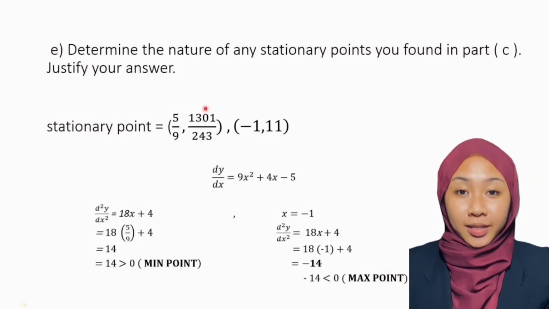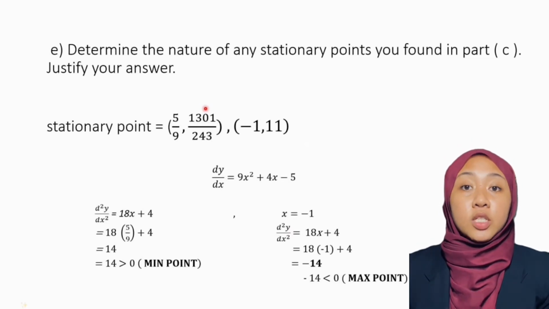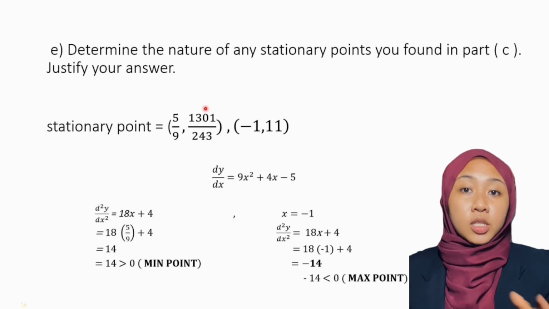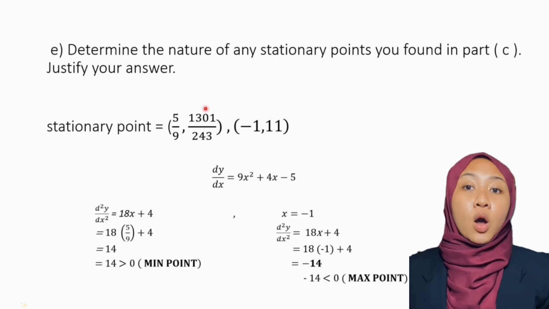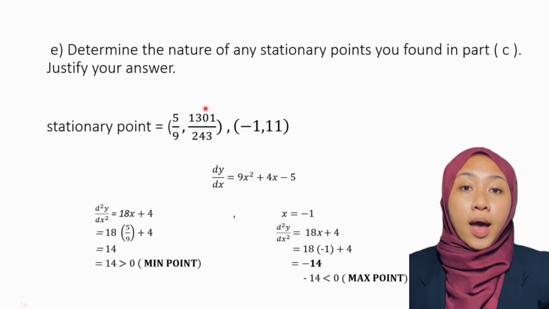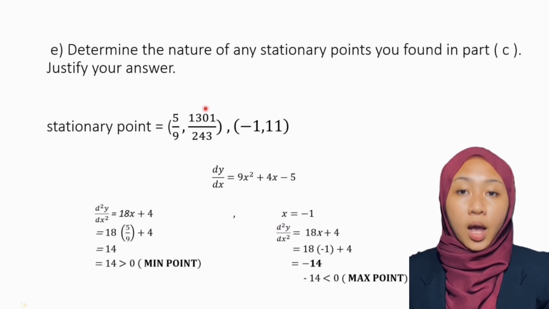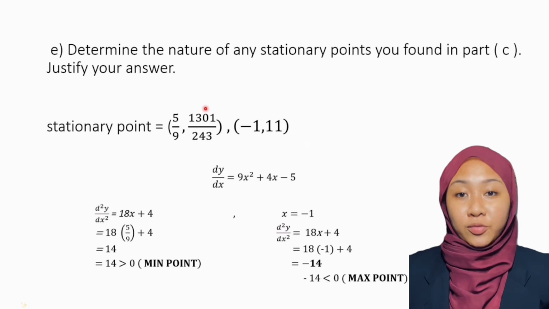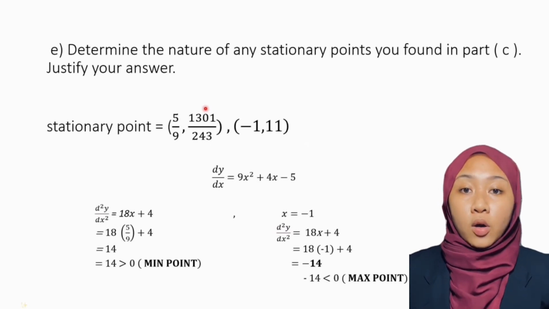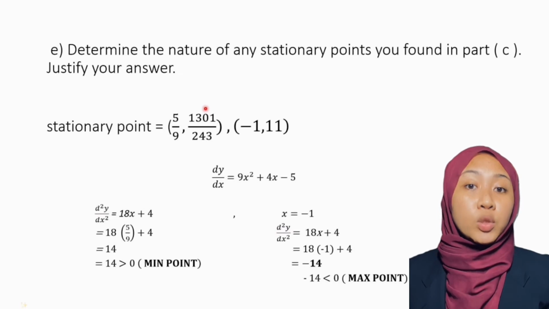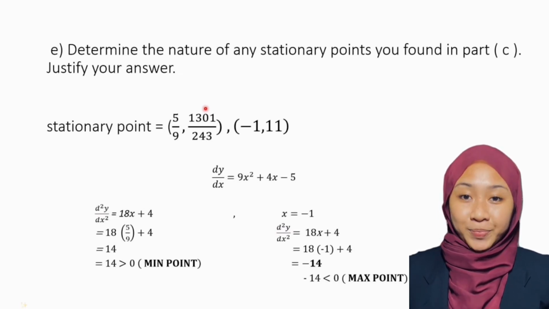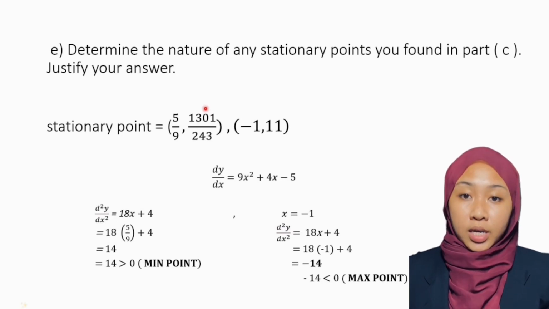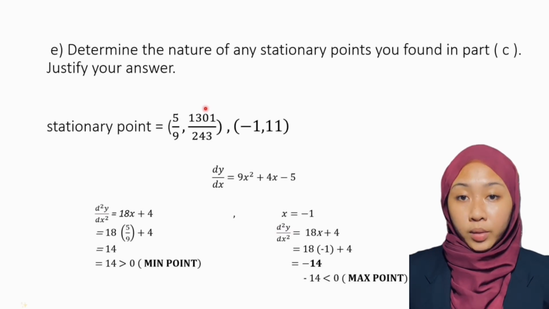I will answer question E. Determine the nature of the stationary points you found in part C. Justify your answer. The stationary points are 5 over 9, 1301 over 243 and negative 1, 11. dy/dx = 9x power of 2 plus 4x minus 5. d²y/dx² = 18x plus 4, which equals 18 multiply 5 over 9 plus 4, equal to 14, and the answer is 14.